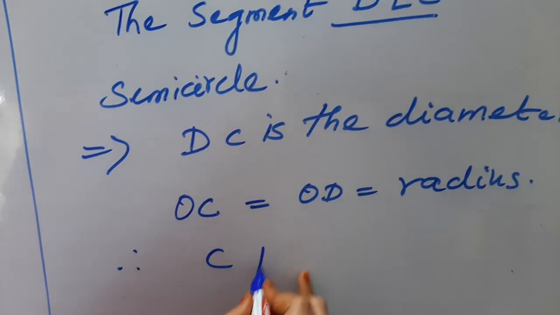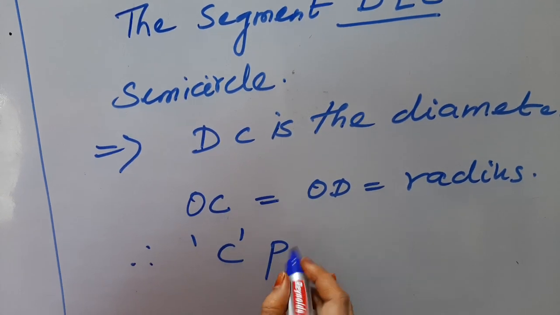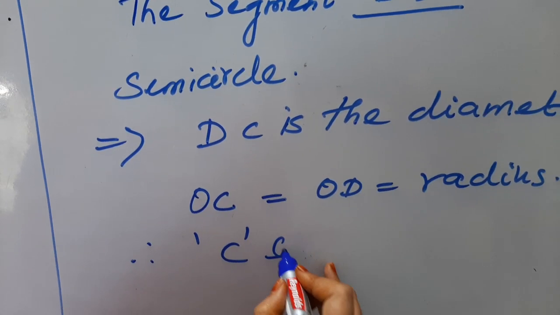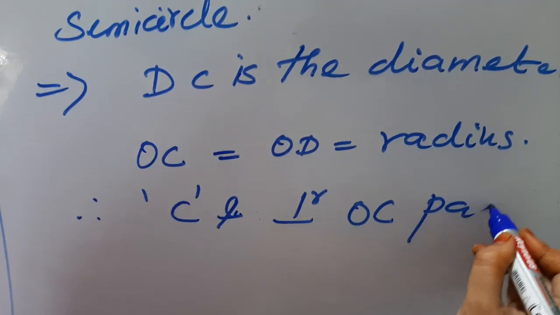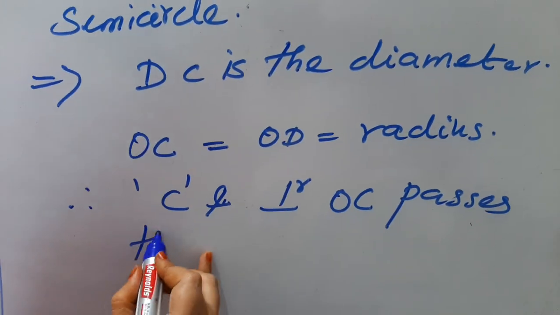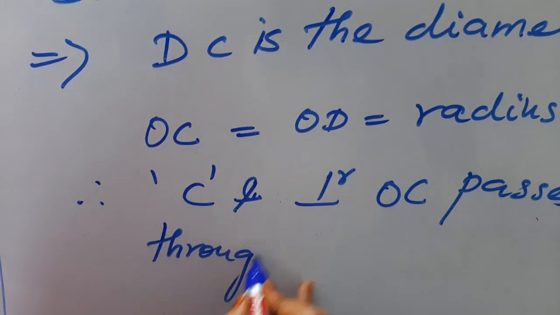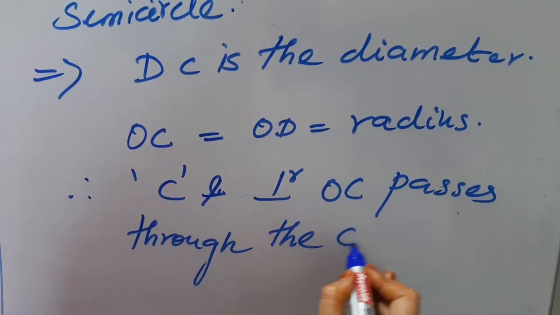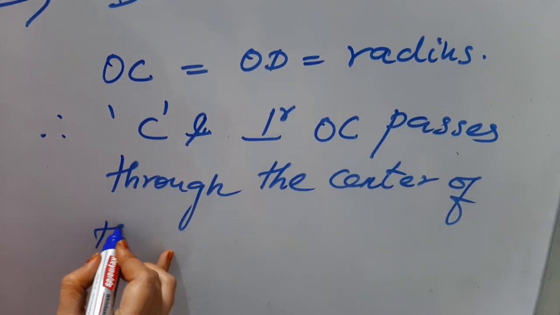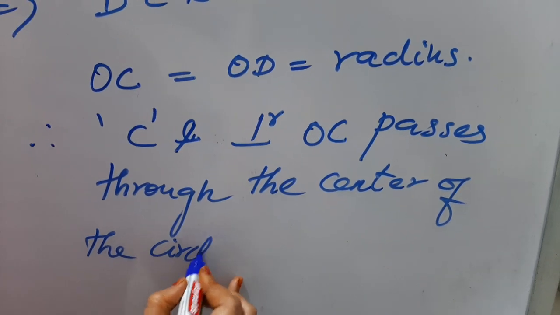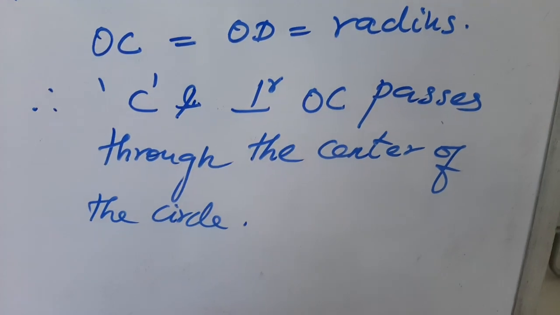Therefore, the point C and the perpendicular OC pass through the center of the circle. That's all the sum, children.